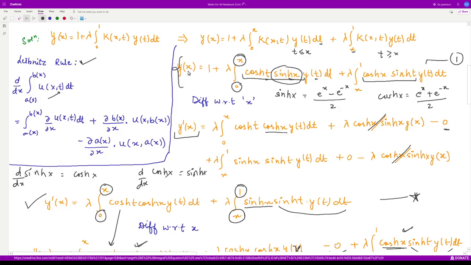If we substitute 0 here in equation 1 in place of x, so you'll have 1 plus lambda 0 to 0.